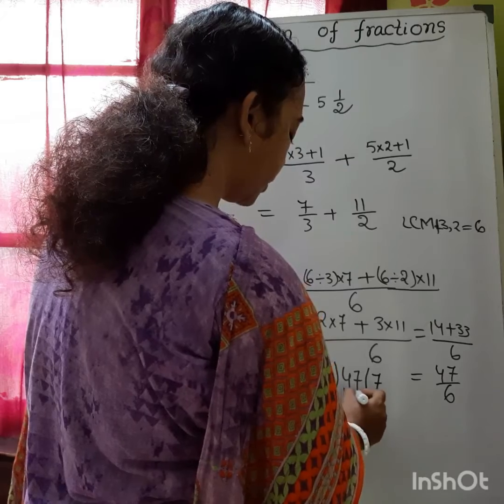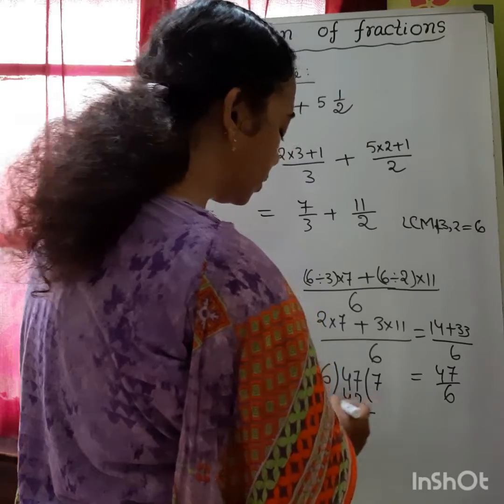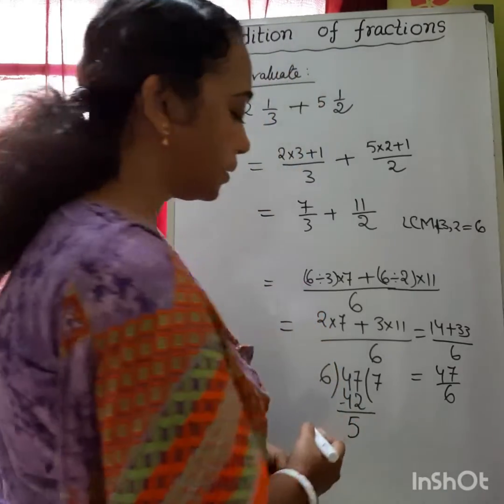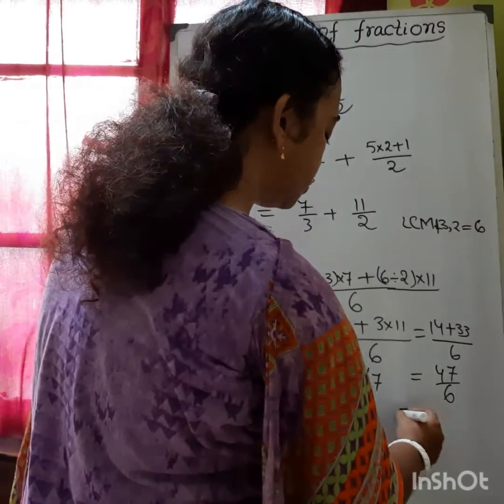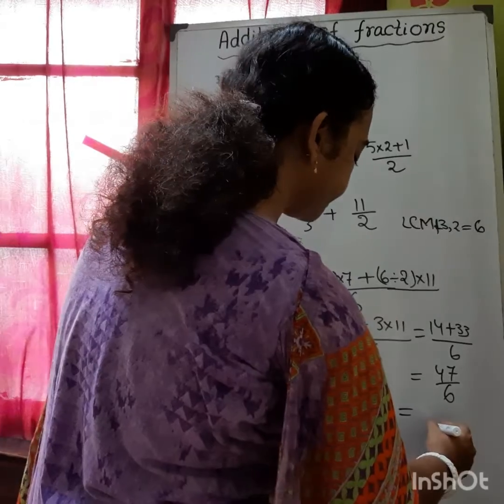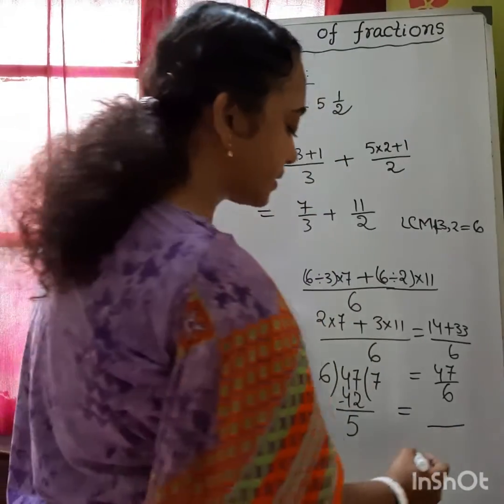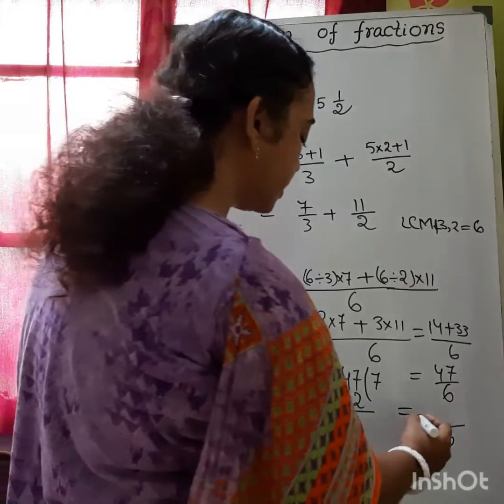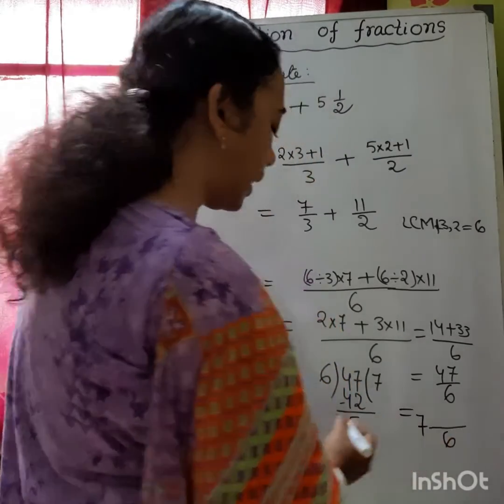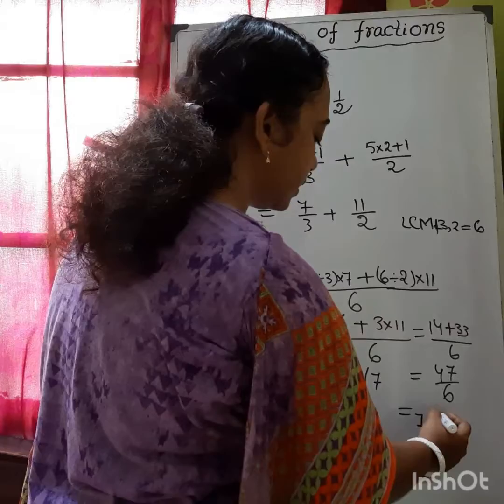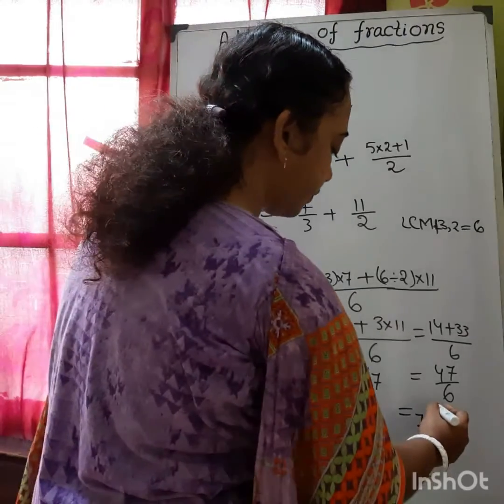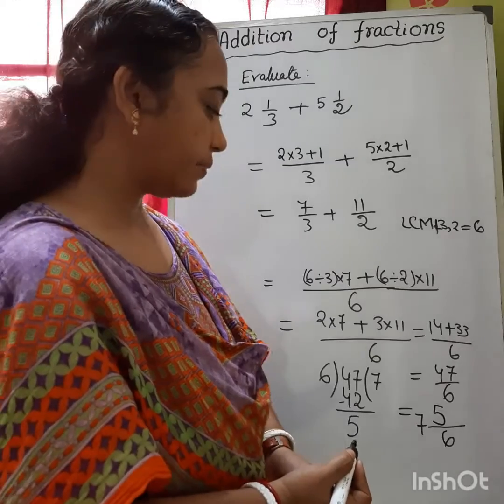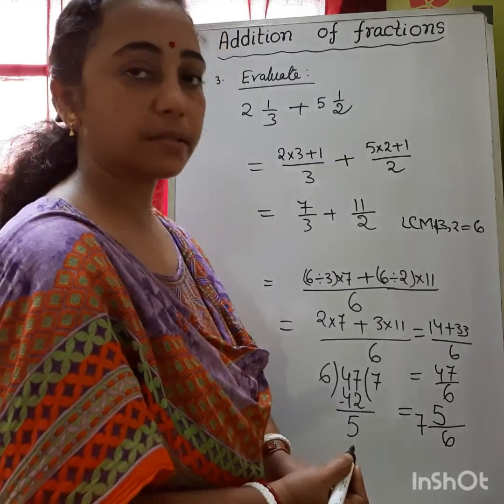So this will come 42. Now if we subtract, we get the remainder here as 5. So first we write the divisor as the denominator, that is 6, and then we put the quotient here, that is 7, and then we put the remainder in place of numerator, that is 5. So this number is converted to a mixed fraction, that is 7 whole of 5 by 6.